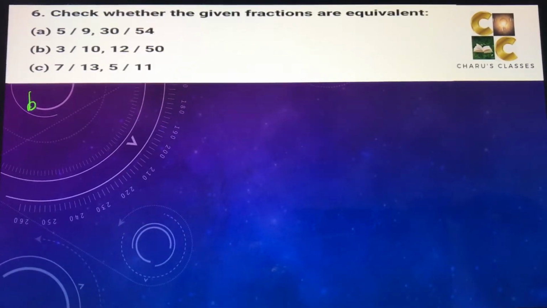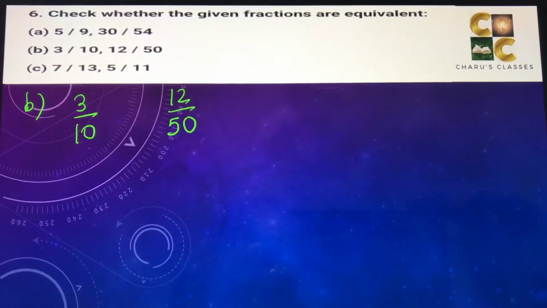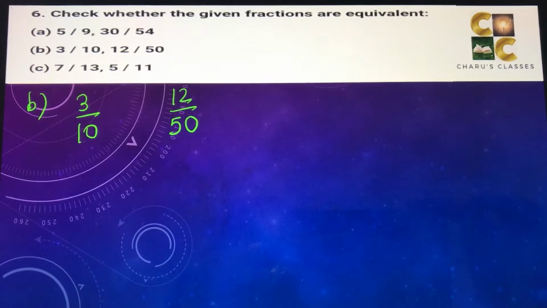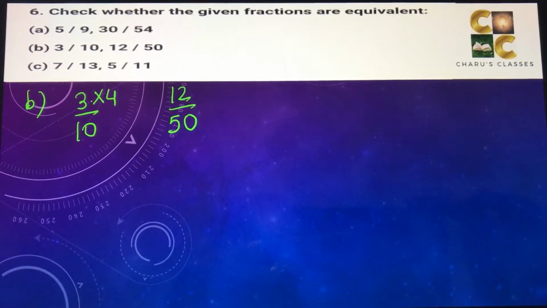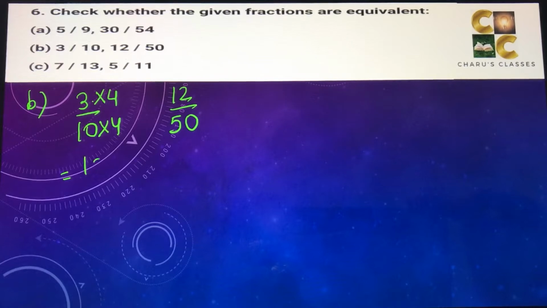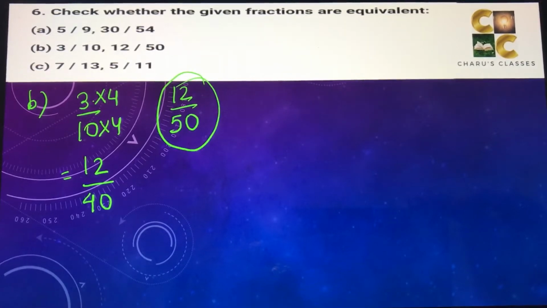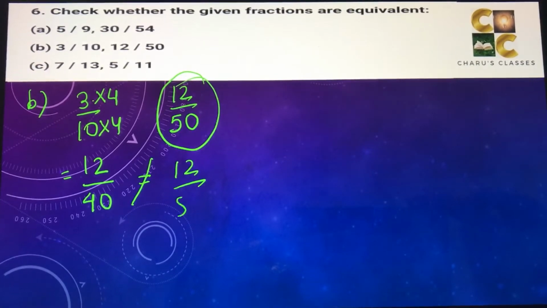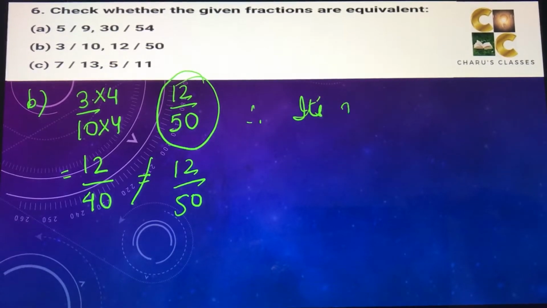B part. 3 by 10 and 12 by 50. So we know कि 3 को if we multiply by 4 हमें 12 मिल जाएगा. तो हमें 4 को भी नीचे भी मल्टीप्लाई करना पड़ेगा. So 3 by 4 आ रहा है 12 and 10 into 4 is coming as 40. But this number is 12 by 50. So 12 by 40 is not equal to 12 by 50. Therefore, it's not an equivalent fraction.